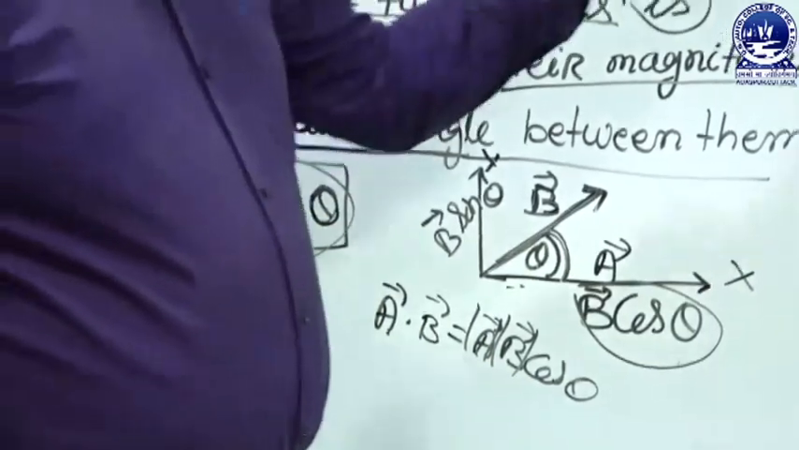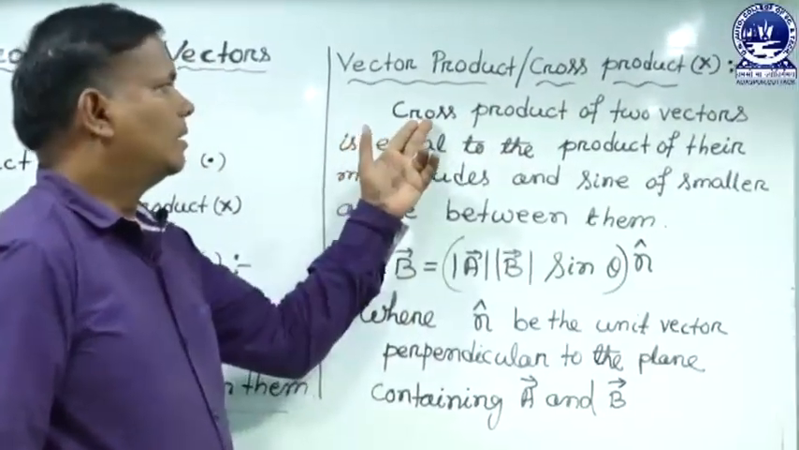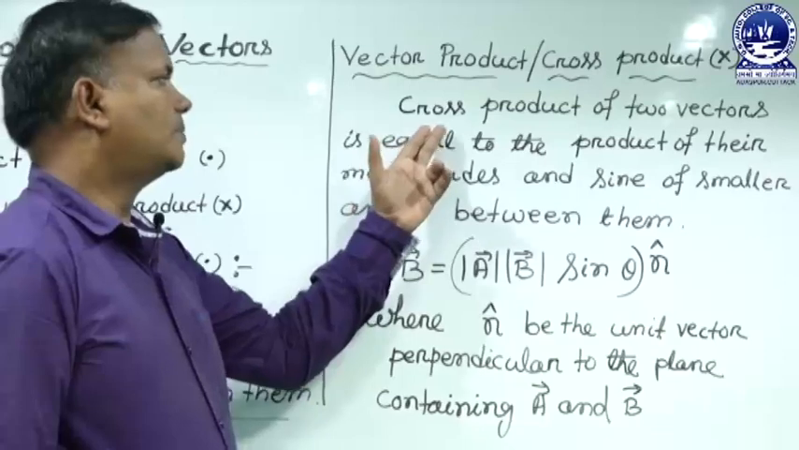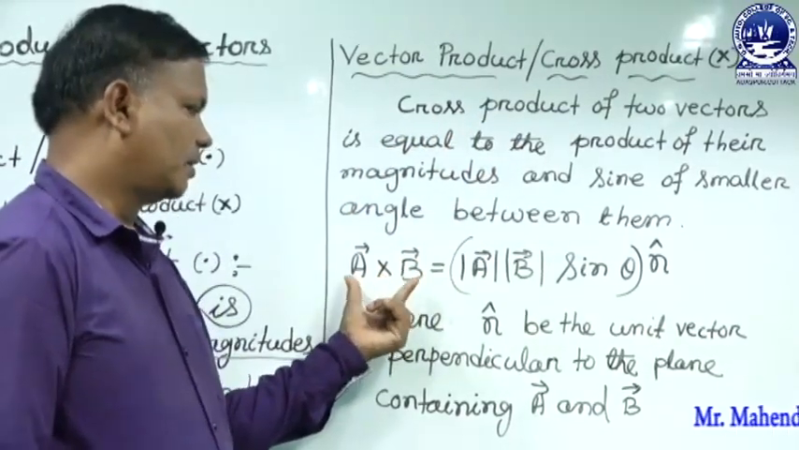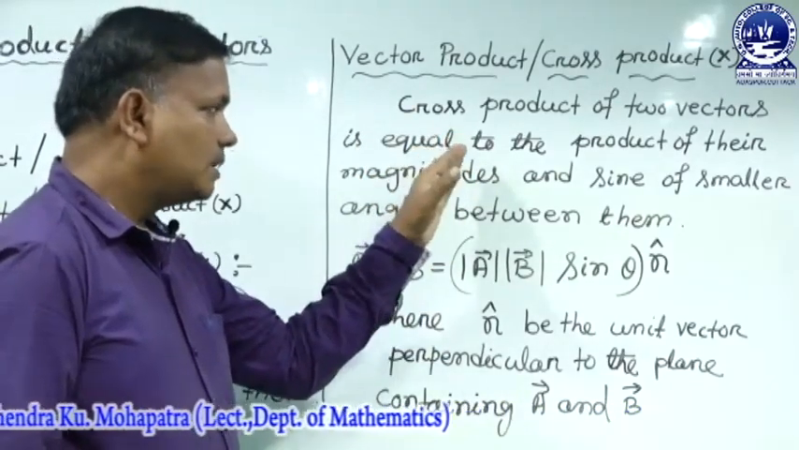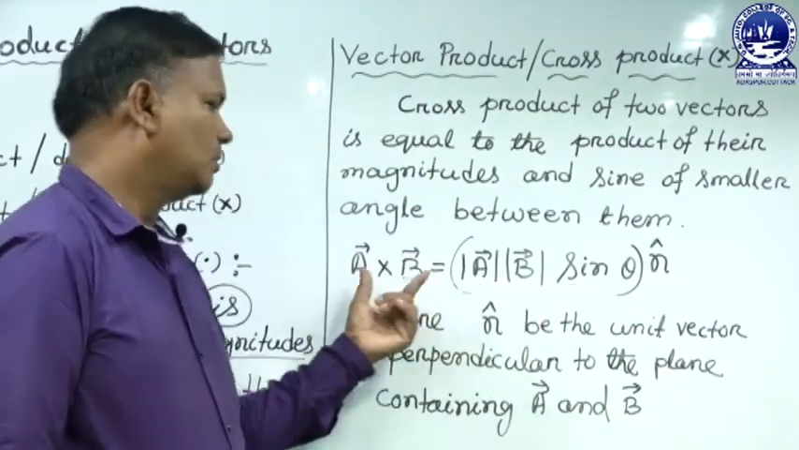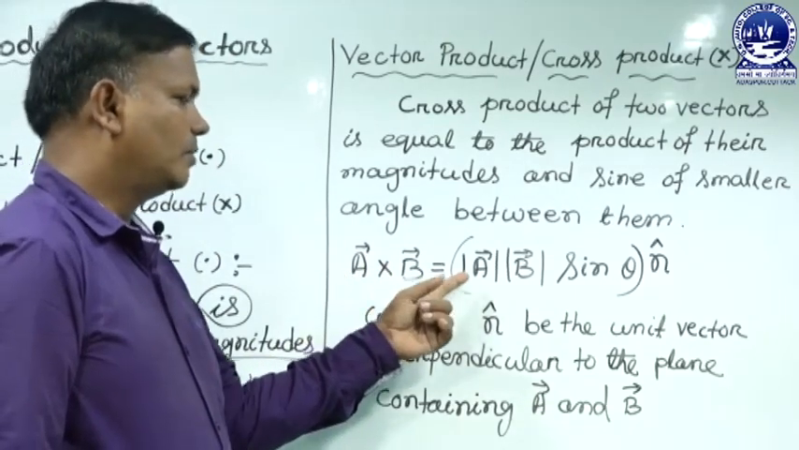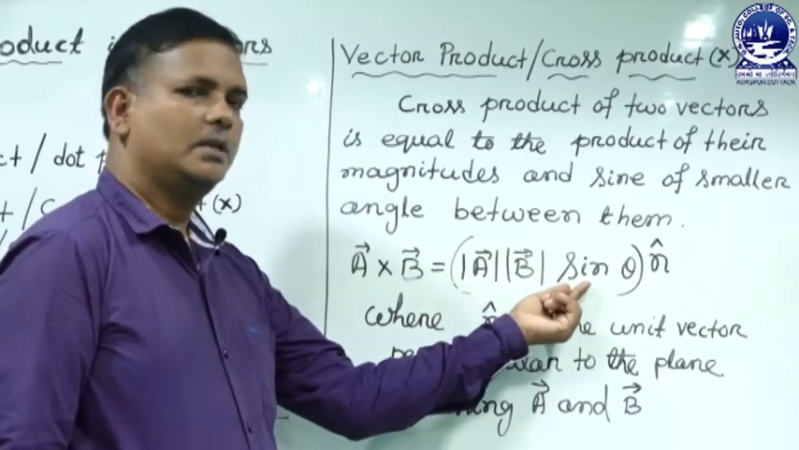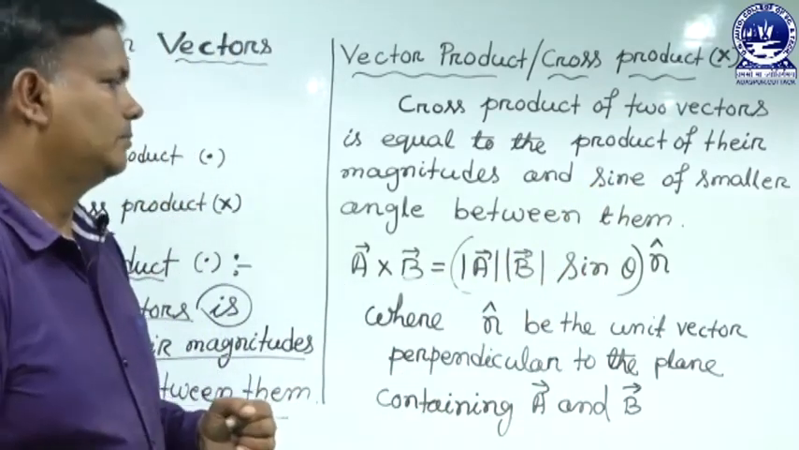Similarly, now we discuss the vector product, or cross product. Cross is also a product, but the result is a vector. The definition of this cross product is the same as the formula. So the cross product of two vectors is equal to the product of their magnitudes multiplied with sin theta, that means sine of the smaller angle between them.